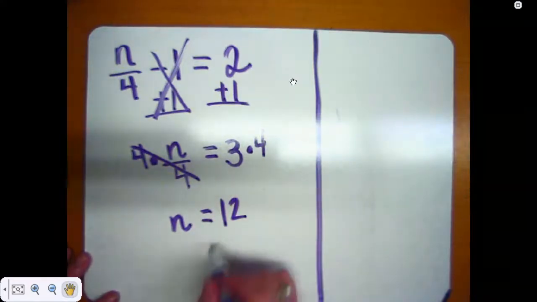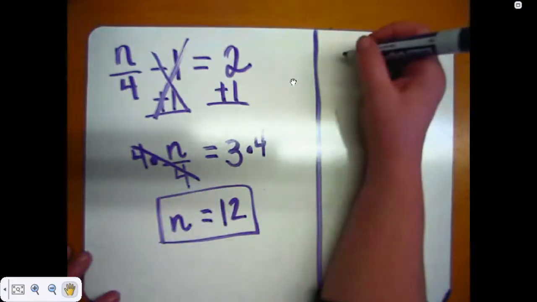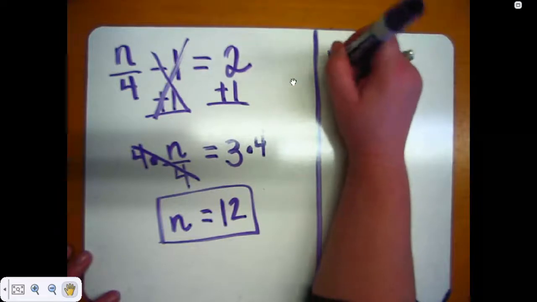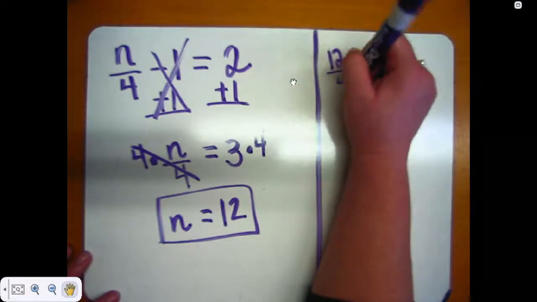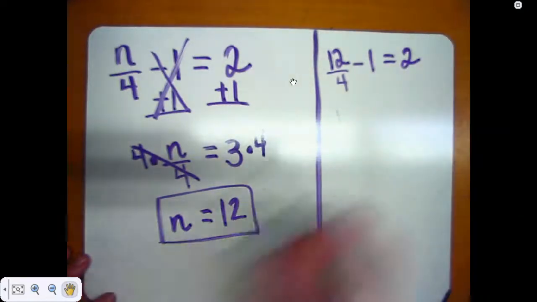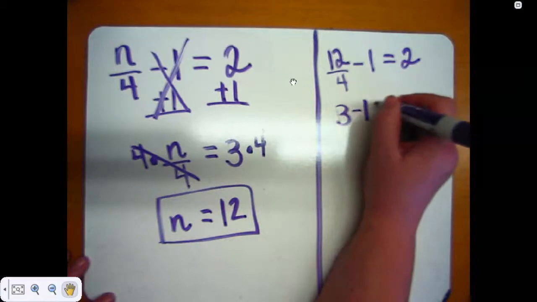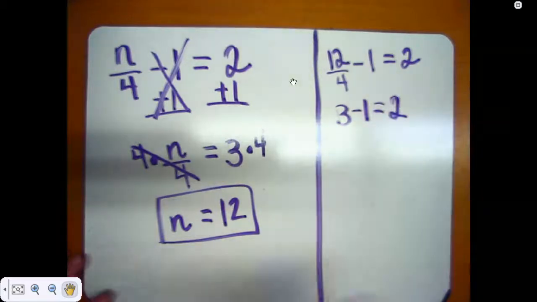So let's put this 12 in our original problem. So originally we had n over 4, which would become 12 over 4 minus 1 equals 2. So 12 divided by 4 is 3. 3 minus 1 is equal to 2. So we do have the correct answer.